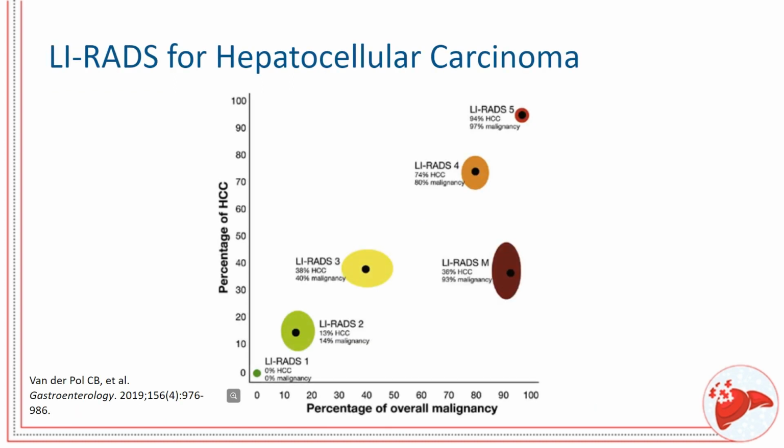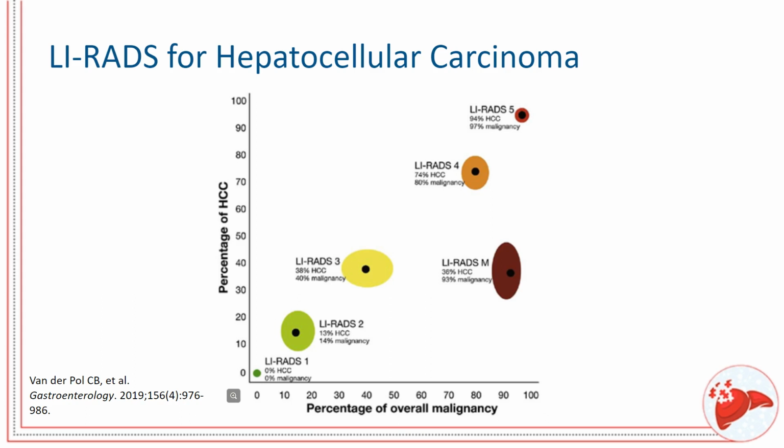Figure shows the diagnostic value of LIRAD for hepatocellular carcinoma. A mass lesion in the cirrhotic liver with a LIRAD 5 score has a 94% chance to be hepatocellular carcinoma. For LIRAD 4, there is a 74% chance the mass lesion is hepatocellular carcinoma. So the LIRAD system has strong sensitivity and specificity for the diagnosis of hepatocellular carcinoma.